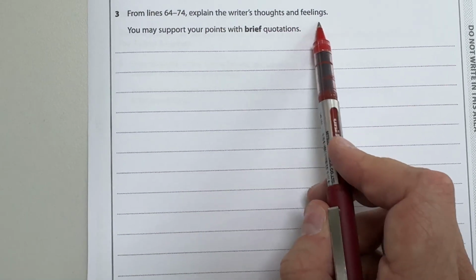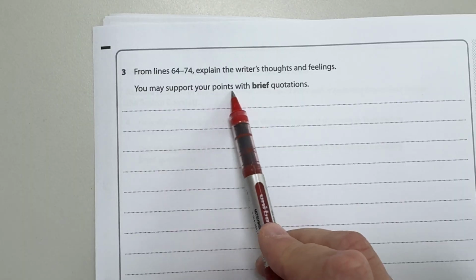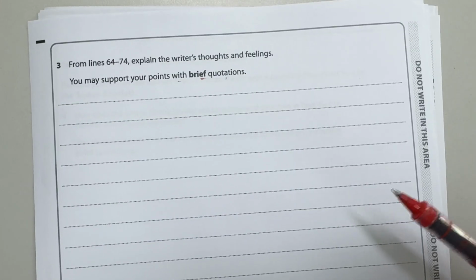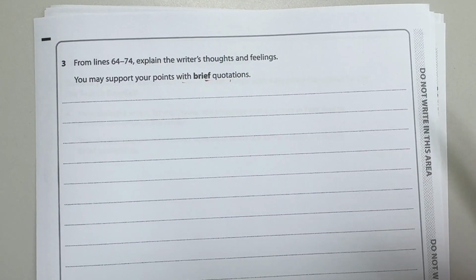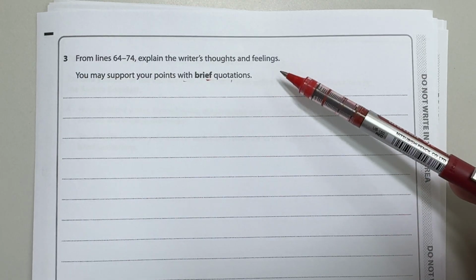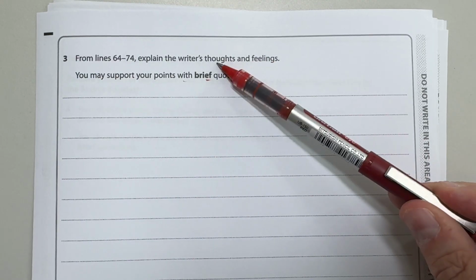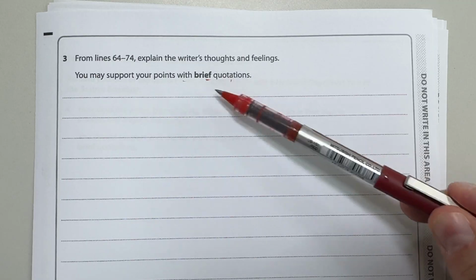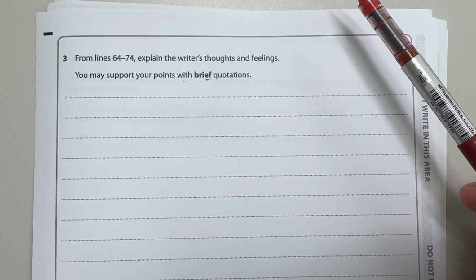Explain the writer's thoughts and feelings, and here you may support your points with brief quotations. So here is where you are using quotations, and depending on how you've been taught, you might be using P-paragraphs, petal paragraphs. If you want me to do another video on those kinds of strategies, then drop me a comment below. But you are elaborating on the writer's thoughts and feelings based on some quotations and explaining what those quotations mean for 5 marks.